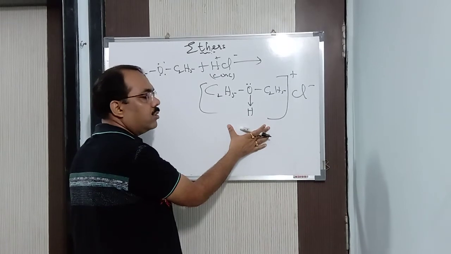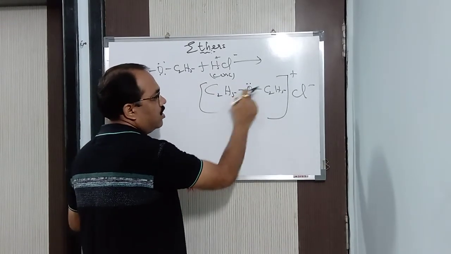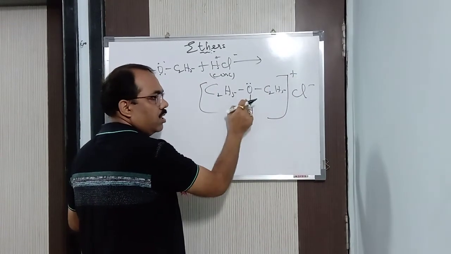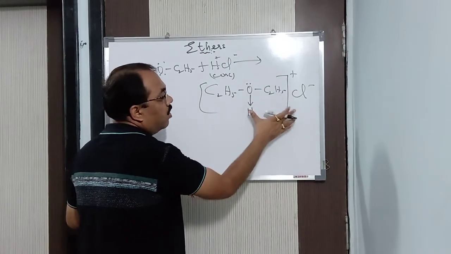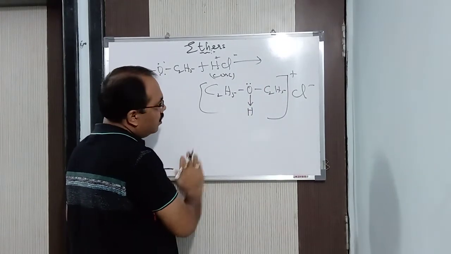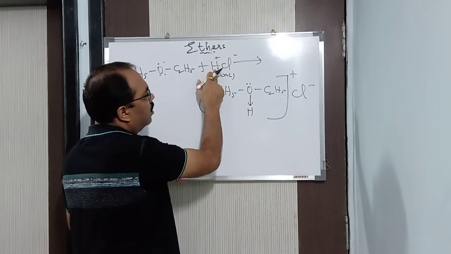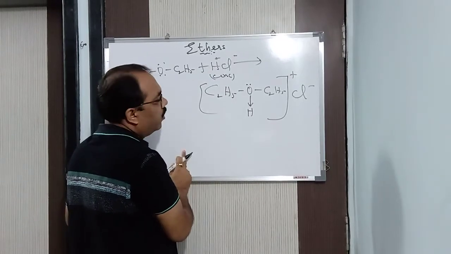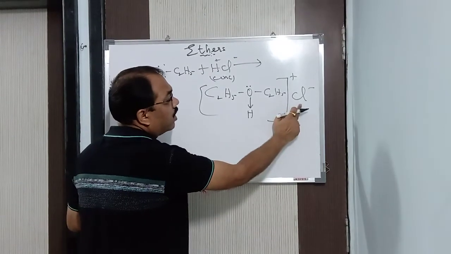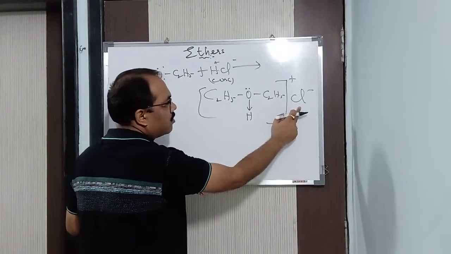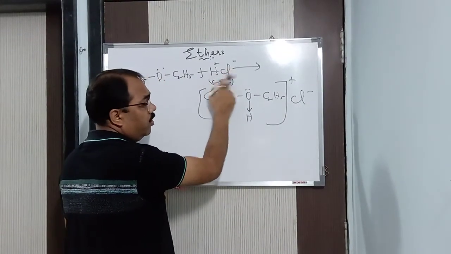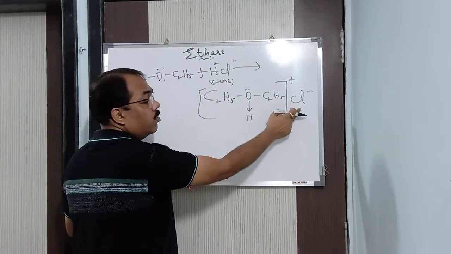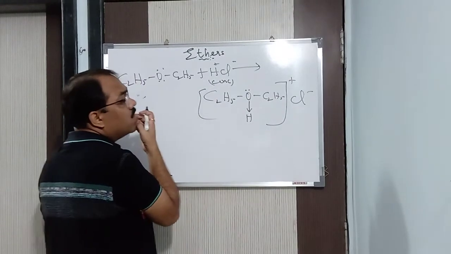So it forms an oxonium salt. You can see oxonium: oxygen is having a positive charge. So it forms an oxonium salt. Same thing, instead of HCl, you can take H2SO4. What are you going to get? Here H and here HSO4 minus, because H2SO4 will dissociate to give you H and HSO4 minus. You will be getting an oxonium salt.